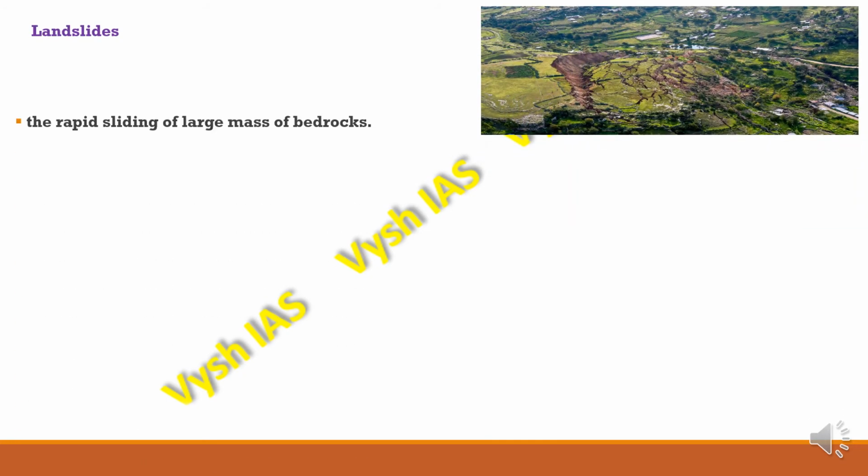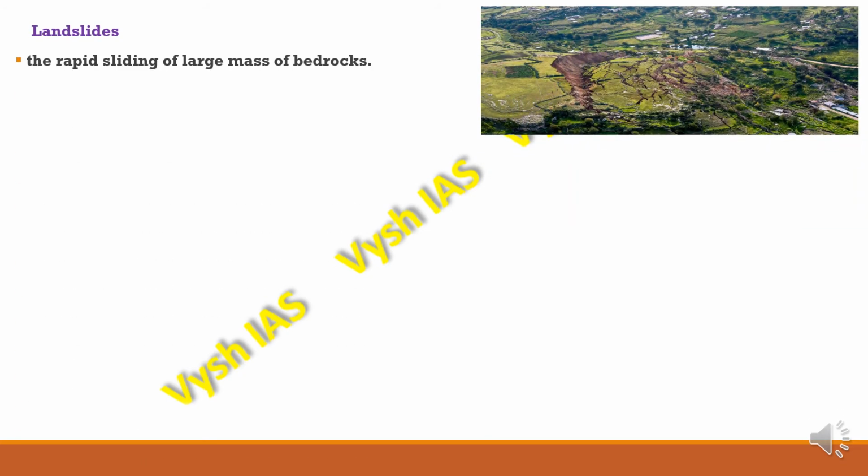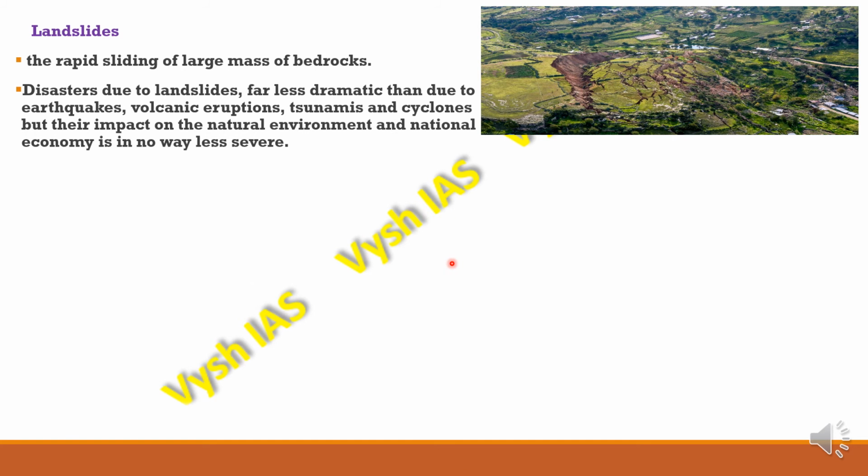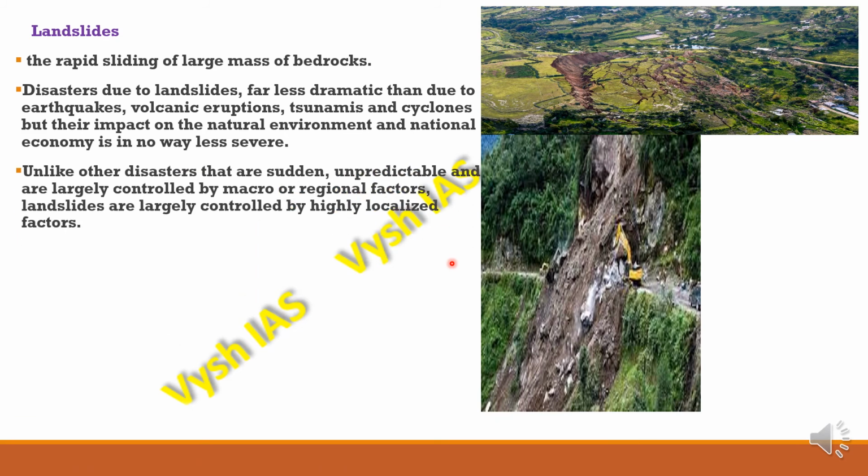Then we have landslides. So these are the rapid sliding of large masses of bedrock. Disasters due to landslides are far less dramatic than those due to earthquakes, volcanic eruptions, tsunamis and cyclones. But the impact which they have on the natural environment and national economy is very severe. Unlike other disasters, they are sudden, unpredictable and largely controlled by macro or regional factors. And also landslides are largely controlled by highly localized factors.